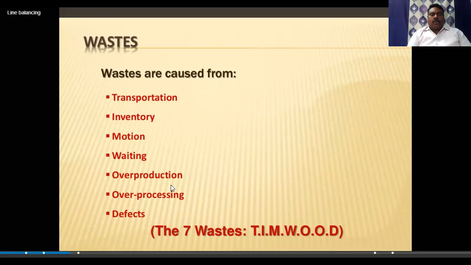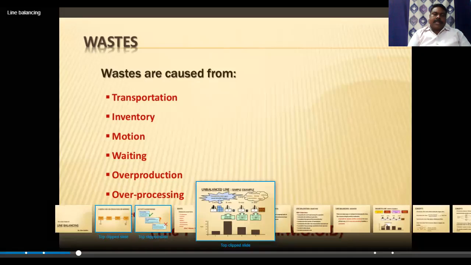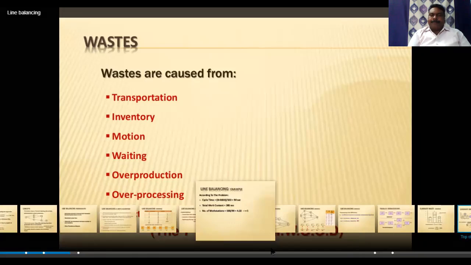Over processing, overproducing, defects. With defects, you would have seen, if you go to some bookseller, if you want to pick up a phone or anything, if any scratch is there, we are not going to take it. What will he do with that? That is a wastage. So these are the wastes that we need to avoid.